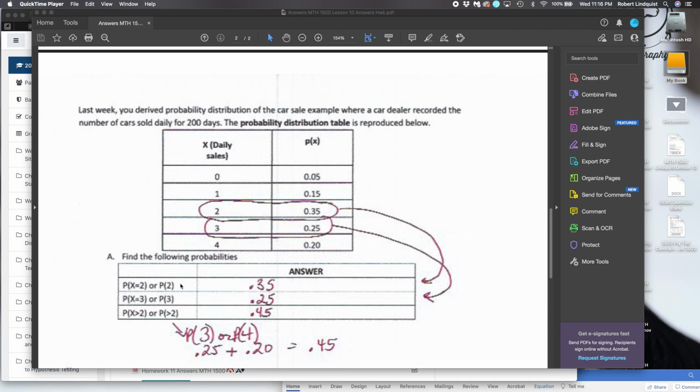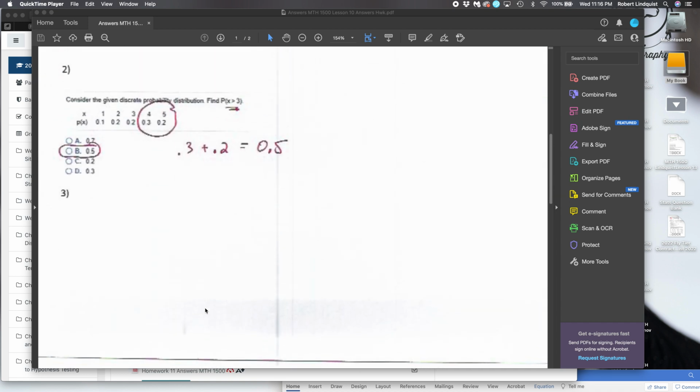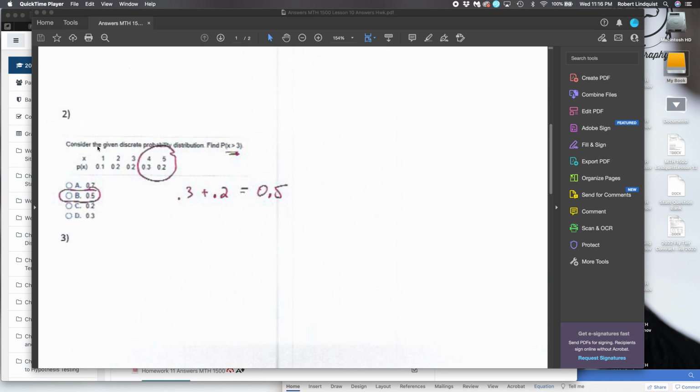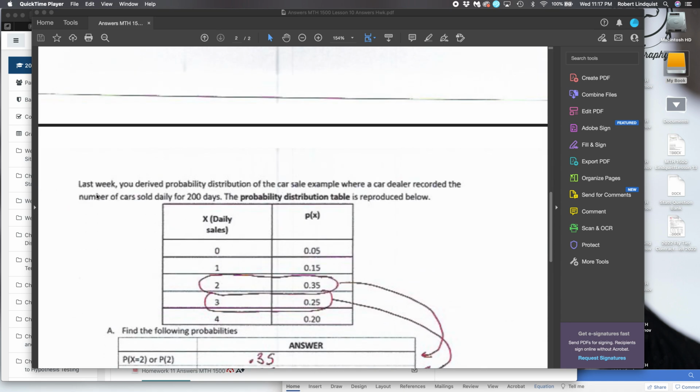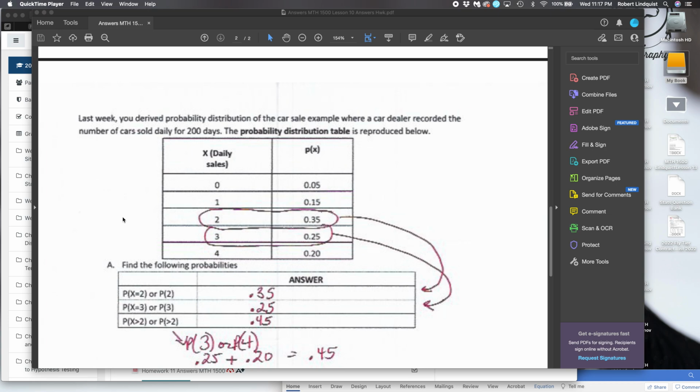What's the probability that x is 2? I look in the table. It's 0.35. What's the probability x is 3? I look in the table. It's 0.25. What's the probability that it's greater than 2? I do the same thing as in this question here. This one said greater than 3, but you added those two up, and just about everybody got it right. It's the same exact procedure here in number 3.